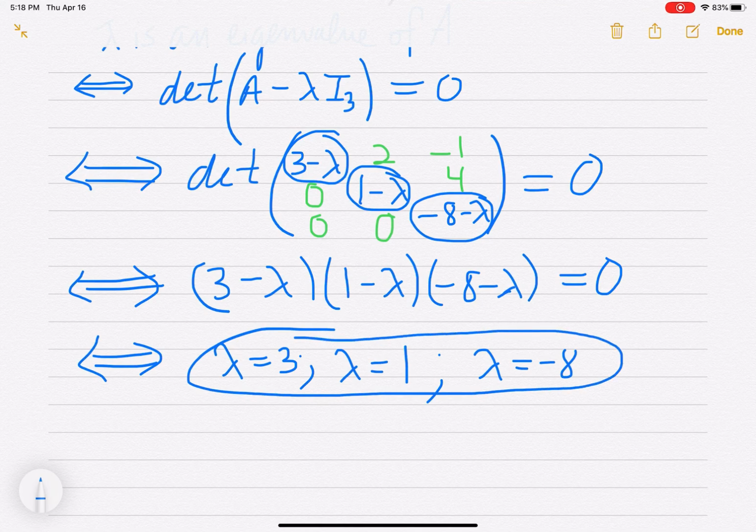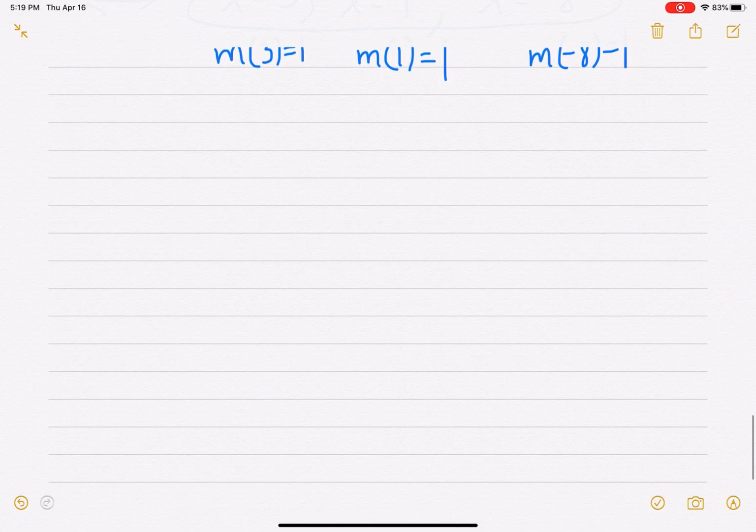We have distinct eigenvalues, 3 distinct eigenvalues. I'm going to write the multiplicity. Multiplicity of 3 is 1. That's called the algebraic multiplicity. The multiplicity of 1 is 1 and only shows up once, and the multiplicity of negative 8 is 1. So they'll have algebraic multiplicity 1. Meaning they show up once.